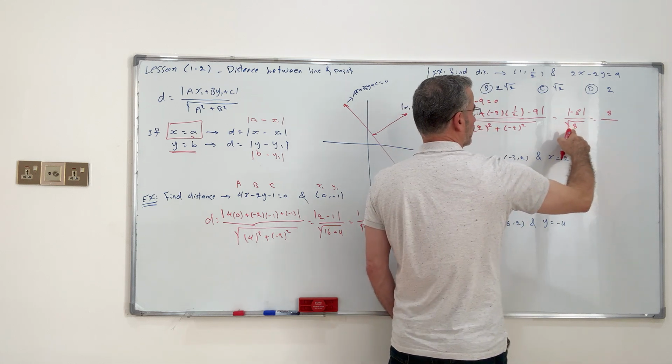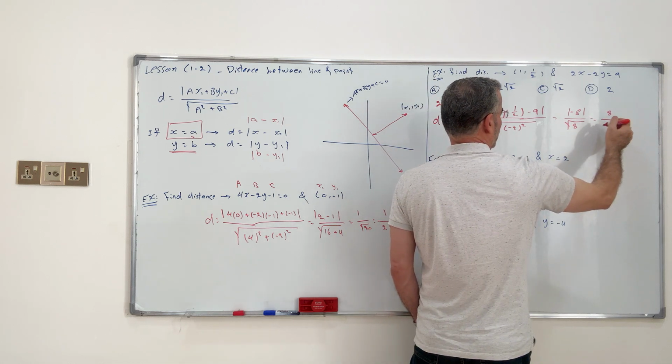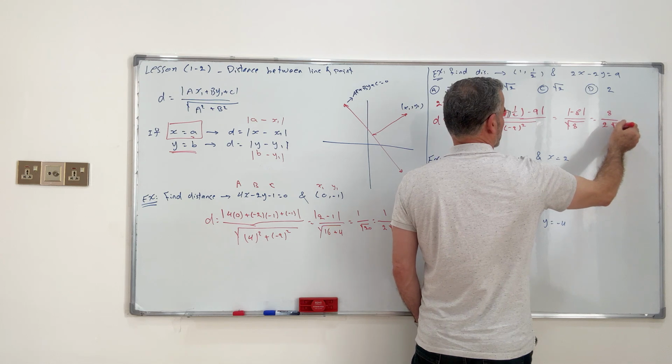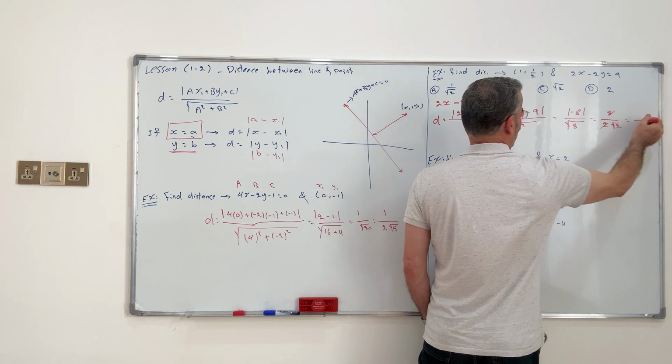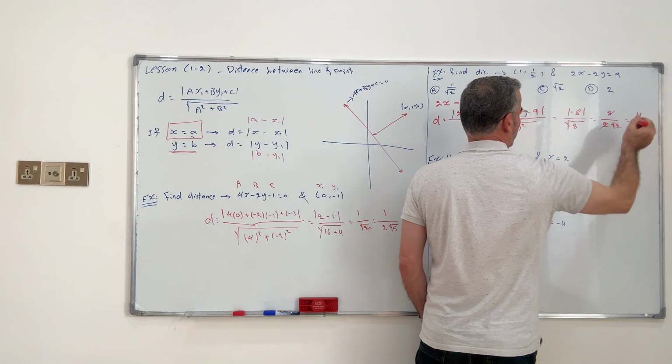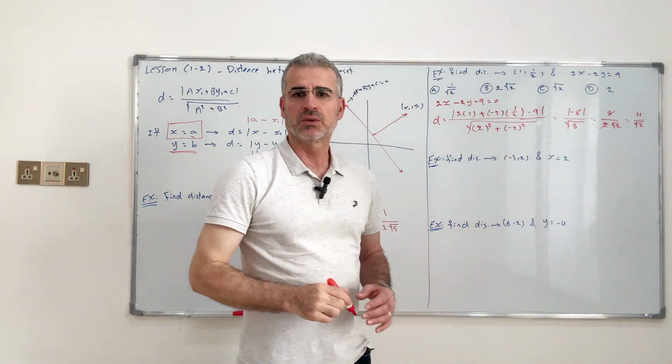I can write it 2 times 4, square root 4, 2, 2 times 2. Reduce 8 with 2, it will be 4 over square root 2.